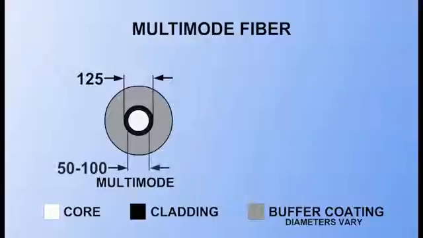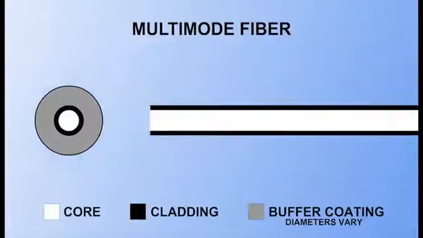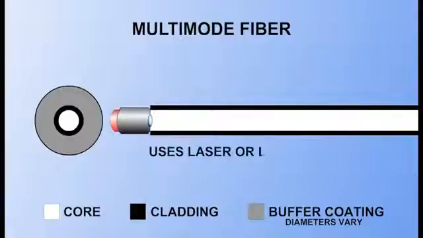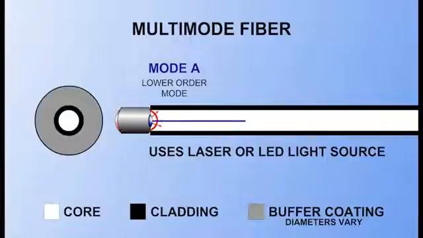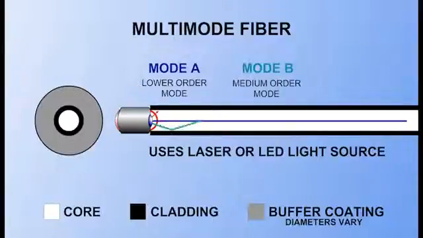Multimode fiber has a larger core diameter of 50 to 100 microns. The most commonly used sizes are 50 or 62.5 microns in diameter. Multimode fiber can use either laser or LED light sources. The larger numerical aperture allows light waves to enter the core at a variety of angles. If the light wave enters the core at an angle close to 0 degrees, it is referred to as having a lower order mode. As the entering light wave deviates from 0 degrees, the order of the mode increases.